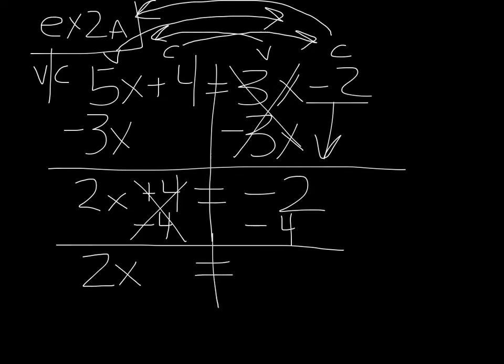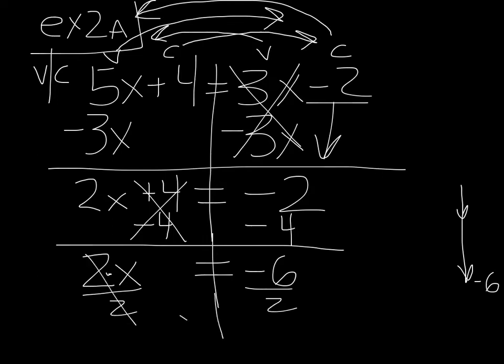Keep extending our line here. That's negative 2 minus 4. So if you go down 2 and down 4, you've gone down 6. All right, so now here we are at the last step, and since 2 and x are multiplied, now we're trying to get x by itself. The opposite of that is divide by 2. So the 2's cancel out, x drops down, negative 6 divided by 2 is negative 3. And that's your final answer.